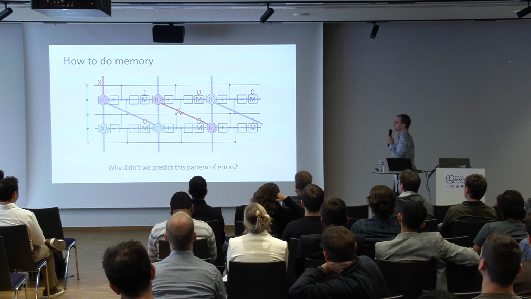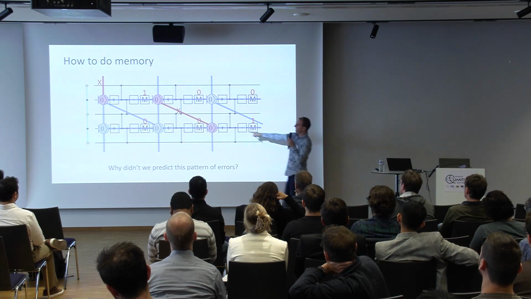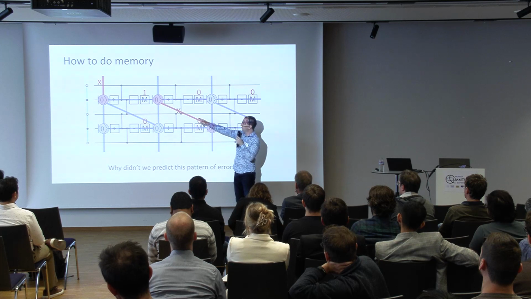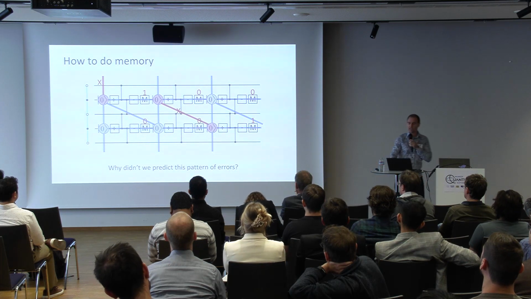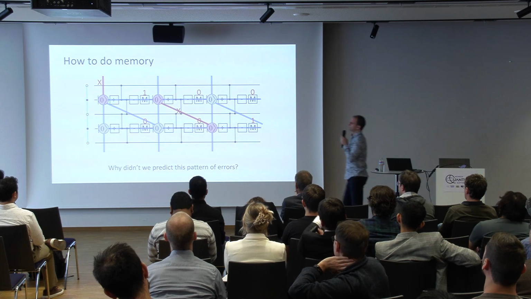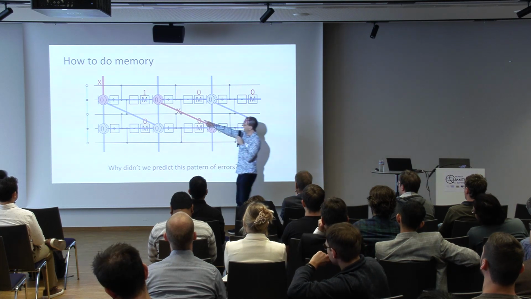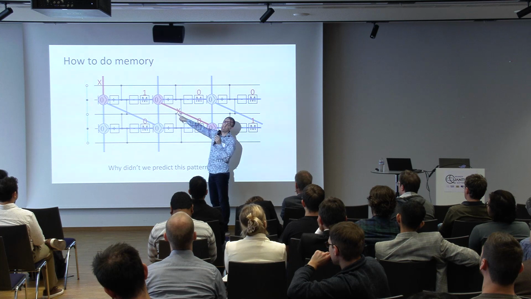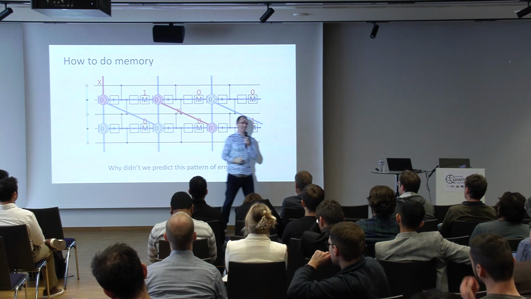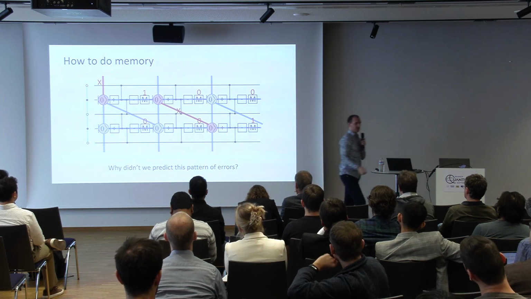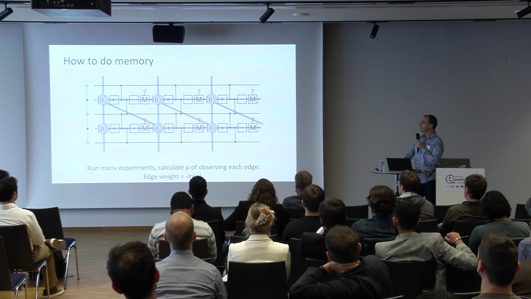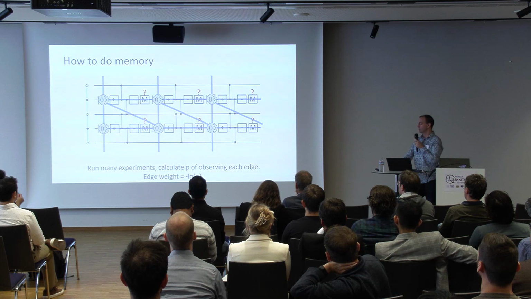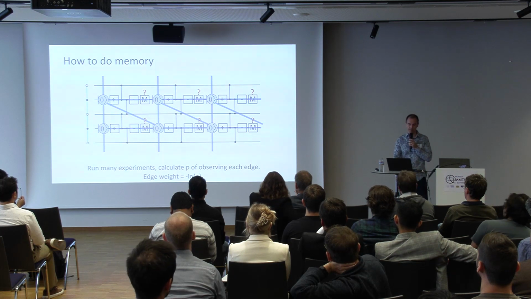Now, you might say, well, this also involves two edges. Why didn't I pick this one? And the answer is because it's less likely. If you think about the error that has to occur to generate this diagonal line, it has to happen exactly here. So you don't just have edges, you have weighted edges. And these weights then allow you to intelligently choose the most likely explanation for the pattern of measurements you see.